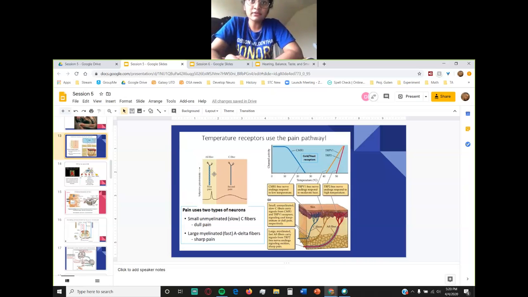The A delta fibers are neurons with free nerve endings that pick up the pain. Because they're myelinated, they transmit that information really quickly to the brain. So they detect sharp pains, versus C fibers that are unmyelinated. They will detect dull pain and transmit this information pretty slowly compared to the A delta fibers.